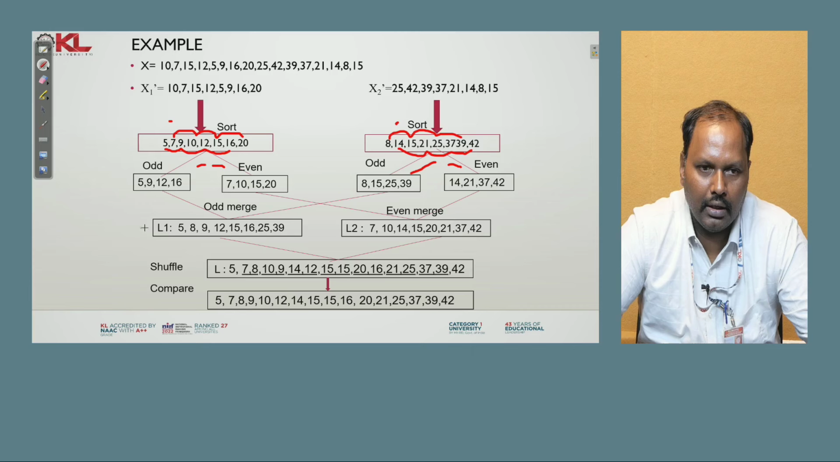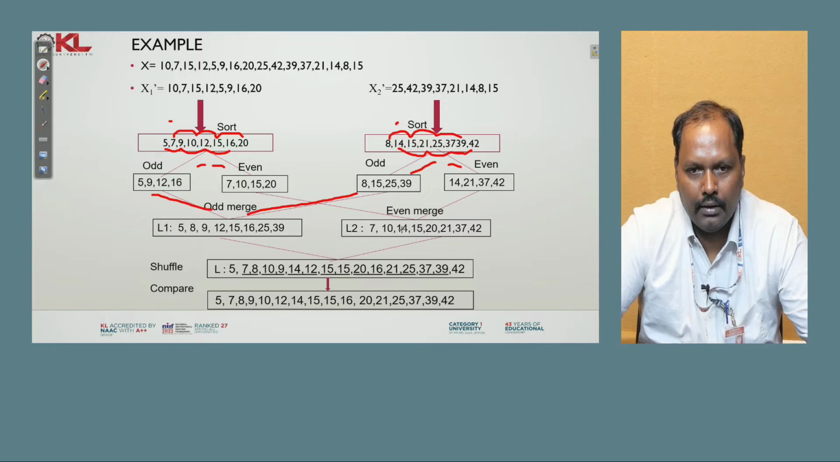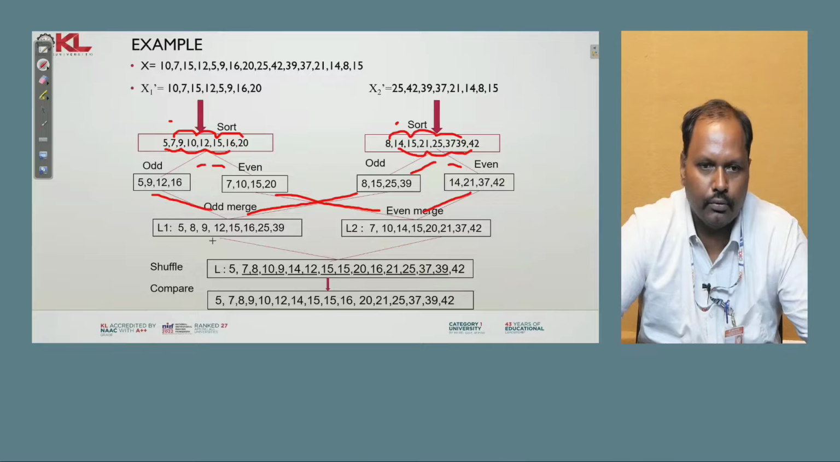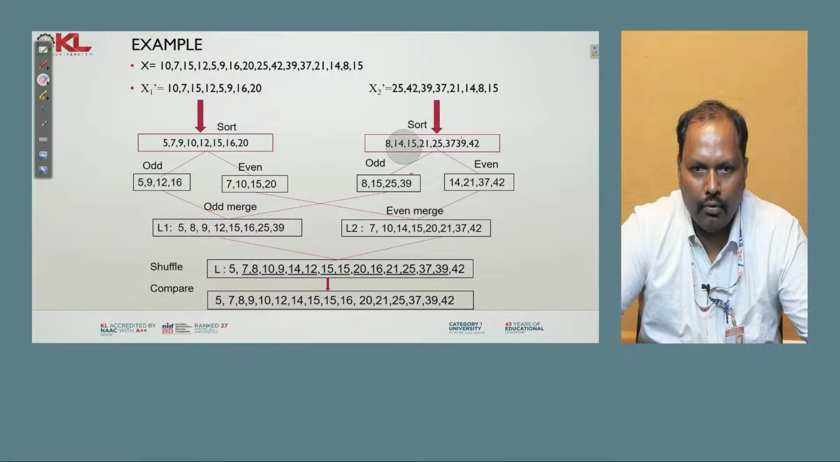Then we have x1 odd, x1 even, x2 odd, x2 even. Again we go with the levels: L1 is x1 odd and x2 odd, which is the normal way of representation. Then L2 is the even of x1 and even of x2. Up to this point it is the normal merging process. Only one difference is here: the given data is at the start itself, and we want to sort it. Now shuffle the data as usual.